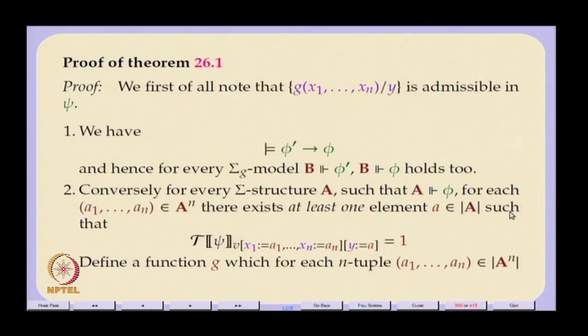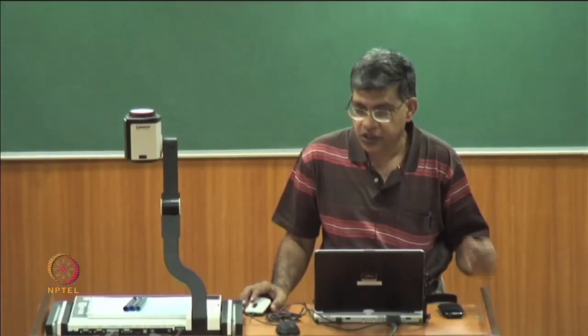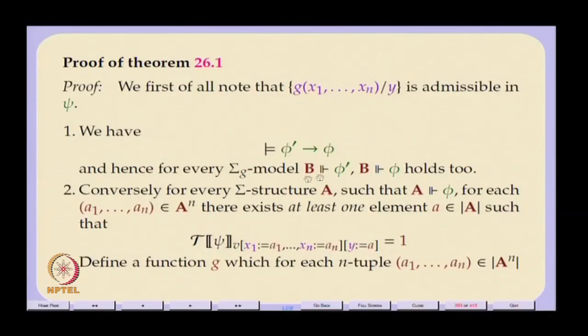This theorem is not very hard to prove, but first of all you should note that g of x1 to xn for y is admissible in psi, and the other thing you have to note is that this phi prime logically implies phi. As I said, they are not equivalent, but it logically implies phi. So, for every sigma g model of phi prime, phi also holds.